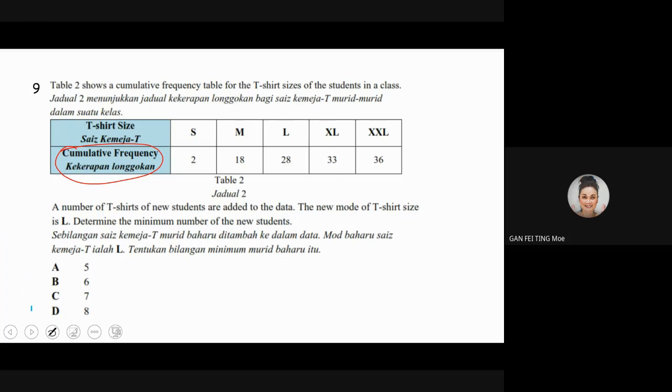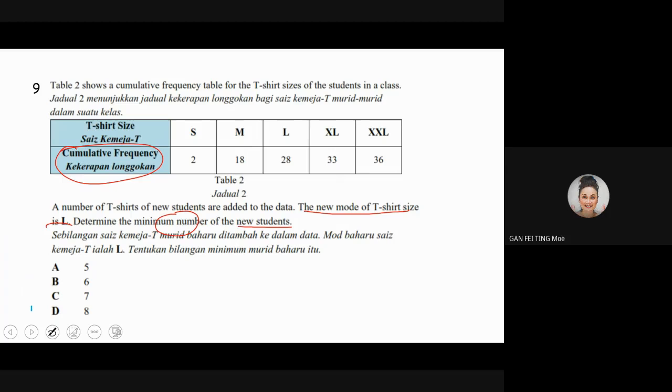It's already put together. Right? So S is 2. M means, when you say cumulative, the S and M added up, you get 18. Right? A number of t-shirts of new students are added into the data. This is the data earlier given to you. Then after that, a number of t-shirts of new students added into the data. The new mode of t-shirt is L. This is after the incident happened. Okay, determine the minimum number of the new students.